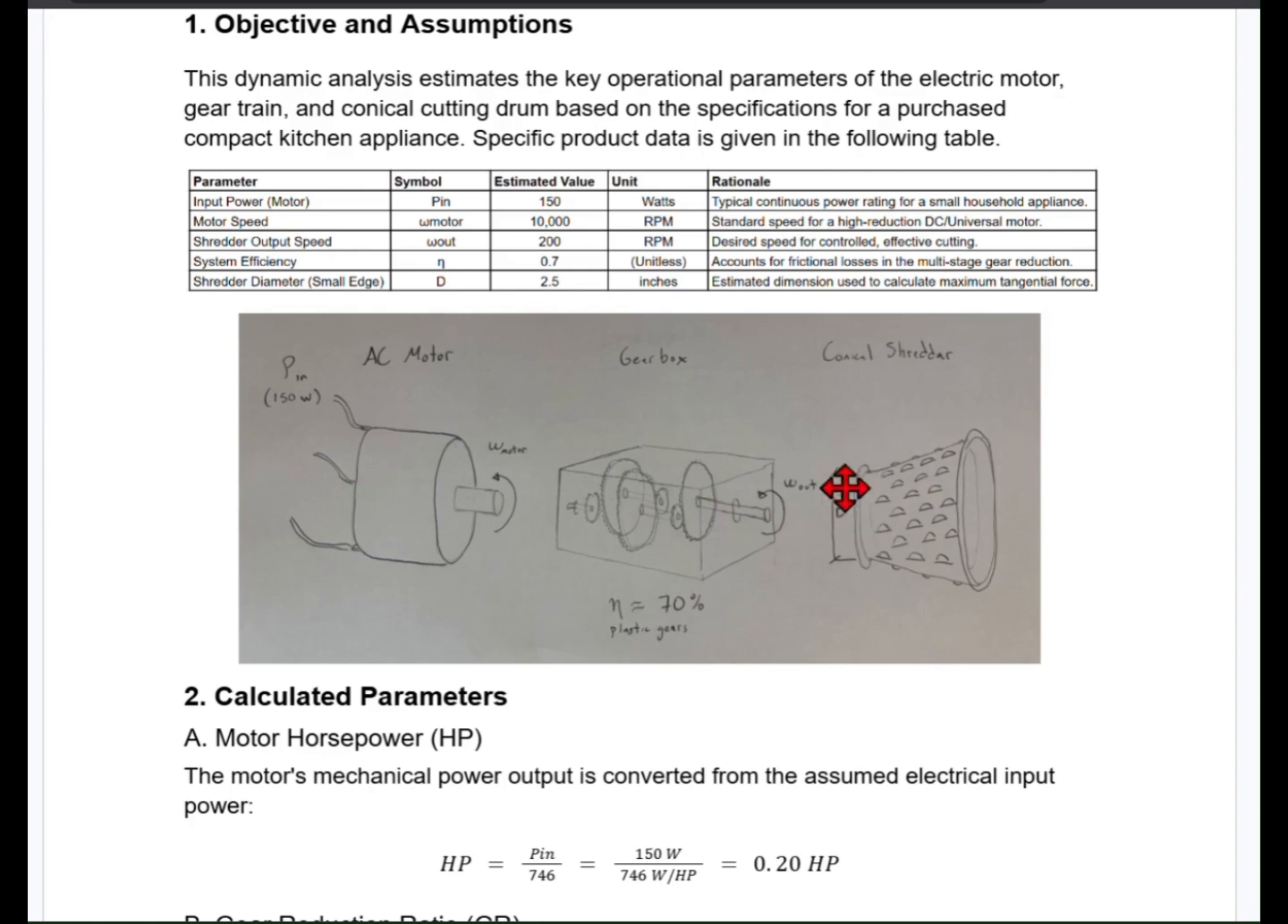And then that power is transferred to a conical shredder of a minimal diameter of 2.5 inches. And in our gearbox, because we have plastic gears, we used an efficiency of about 70% due to some power loss because of some slop in those gears.